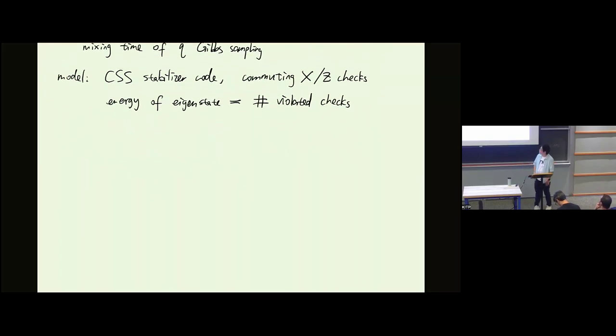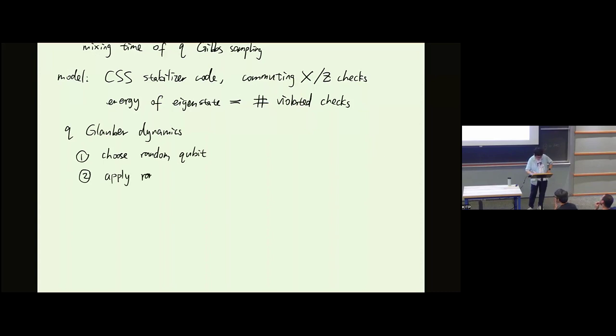Okay, so then this system will undergo thermal noise modeled by quantum Glauber dynamics. This is also called quantum Gibbs sampler. And this is also very simple. We just repeat the following process. First, we choose a random qubit. And then we will decide whether to apply a random Pauli error on this qubit.